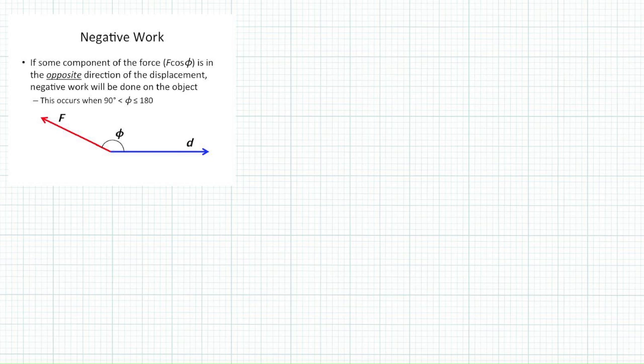We've established already that work is force times distance, but also times the cosine of this symbol that we call phi. Now, phi is simply the angle between the force and the displacement. For example, the picture right here, our diagram.